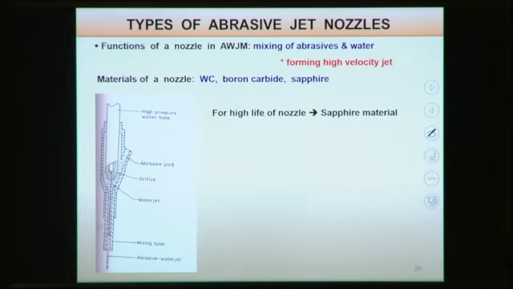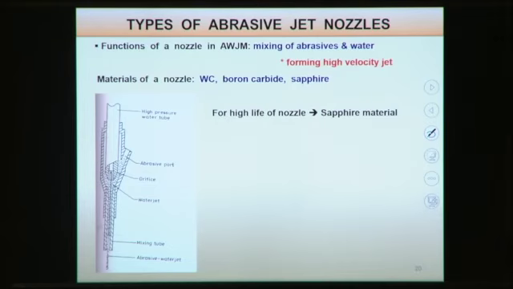Okay, so types of abrasive jet nozzles. Depending on the type of work and applications, there are different types of nozzles and nozzle materials used. For abrasive water jet nozzles, the high velocity abrasives are coming towards the outer periphery of the nozzle, and the water jet is coming at the center. So the inner surface of this nozzle is directly in contact with these abrasive particles.